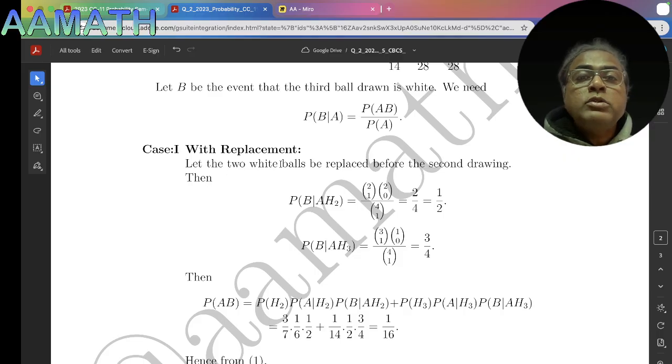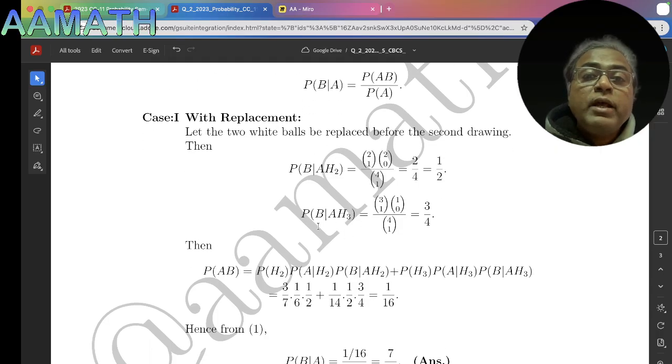Let the two white balls be replaced before the second drawing. So the probability of B by AH2, when event A and H2 simultaneously happened, then event B happened. B event means one white ball drawn. In this case, there are two white balls in the second turn. From these two white balls, we draw one white ball, and from two black balls, we draw zero black balls. So 2C1 into 2C0 whole divided by 4C1, the total number of balls. So this is equal to 1 by 2.